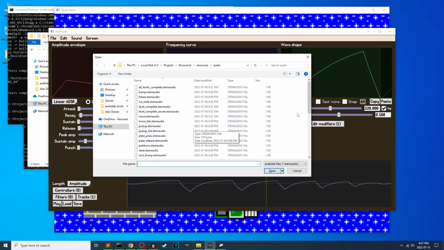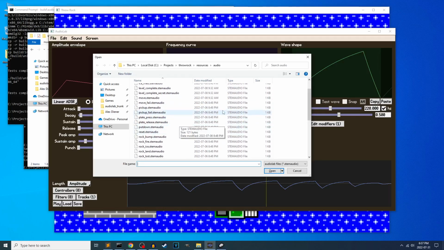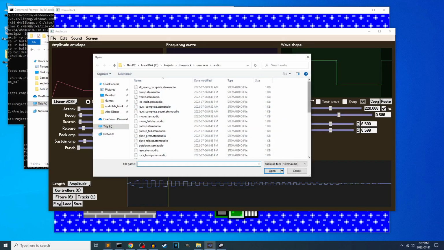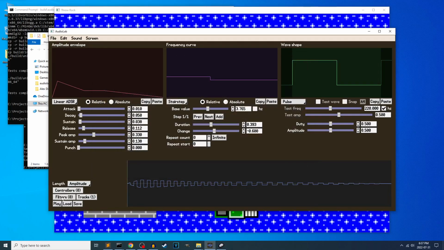So then the sounds that have to do with the rocks. So picking up a rock. Pretty standard, just a pulse wave, stair step upward in the middle. So it plays one note, then it switches frequency to a higher one. I guess right here at this point you can see where it happens. It sounds like a video game pickup sound. And then putting down is just sort of the opposite of that.